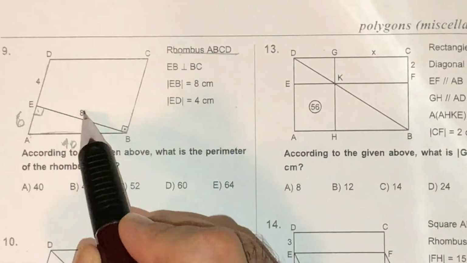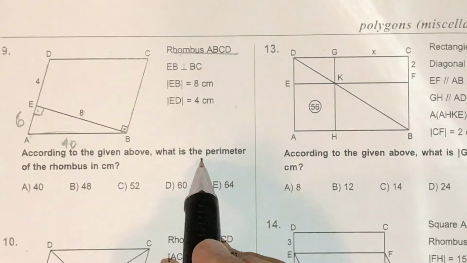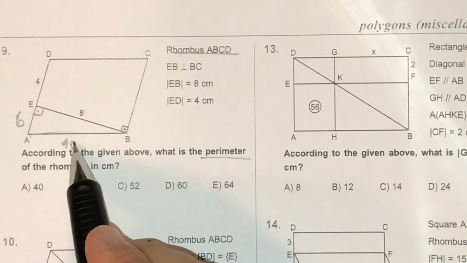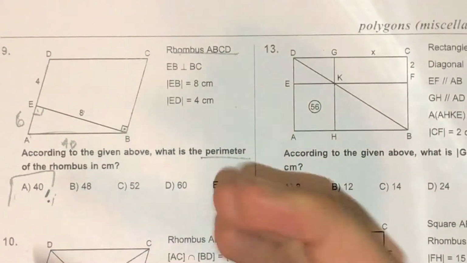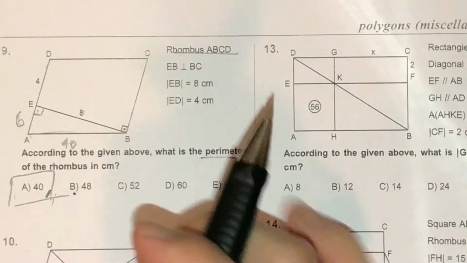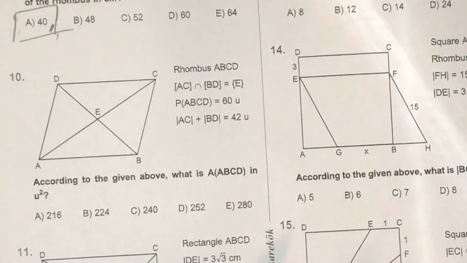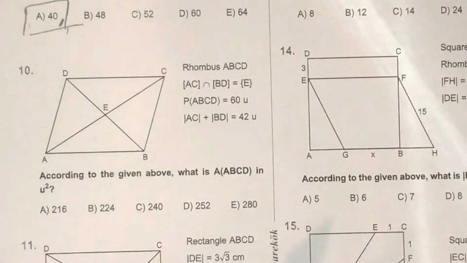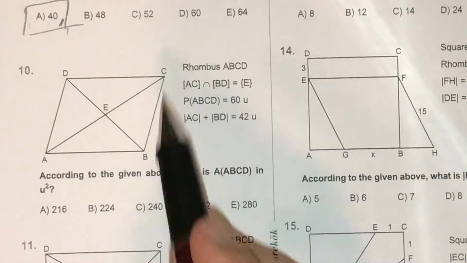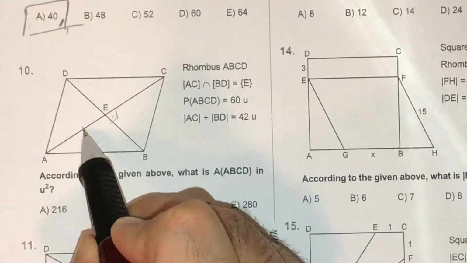So it is 6, 8, and 10. Perfect. So find the perimeter of the rhombus. 4 times 10 will be 40. So that's the answer. Okay. For this one, rhombus. And remember, in a rhombus, diagonals are perpendicular and they bisect each other.